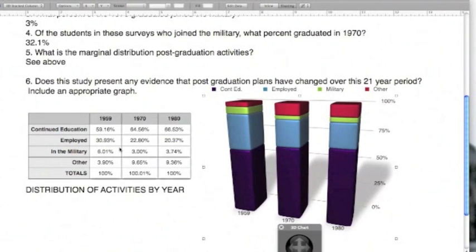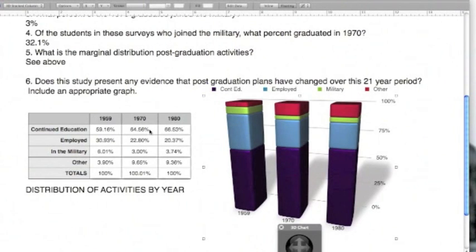As you can see, the red, in 1959, extremely small, 3.9%. In 1970, it had almost tripled to almost 10%, and it stayed approximately there. When you look at distributions like this, we want to compare what has changed, what has increased, what has decreased.